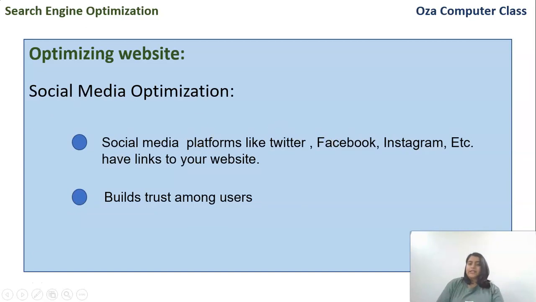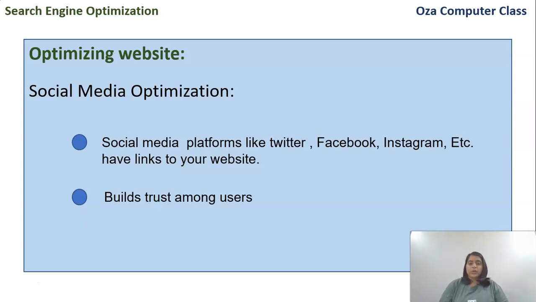Our next topic is social media optimization. Social media platforms, as we all know, are like Twitter, Facebook, Instagram. If your website has a page on any one of these or all of these social media platforms, it builds trust amongst the users and increases the familiarity of your website.